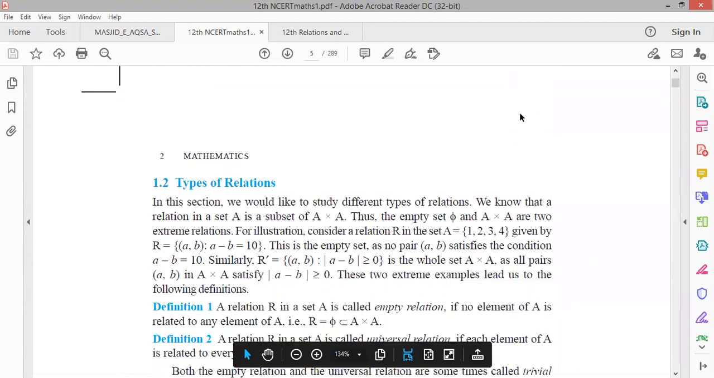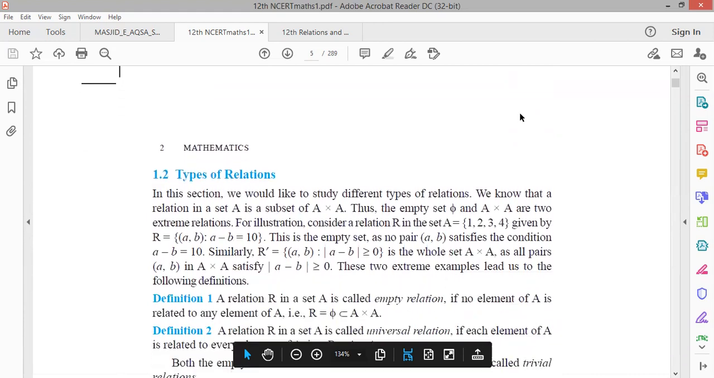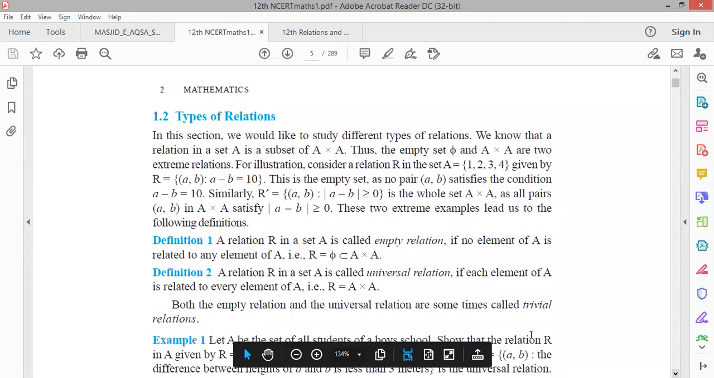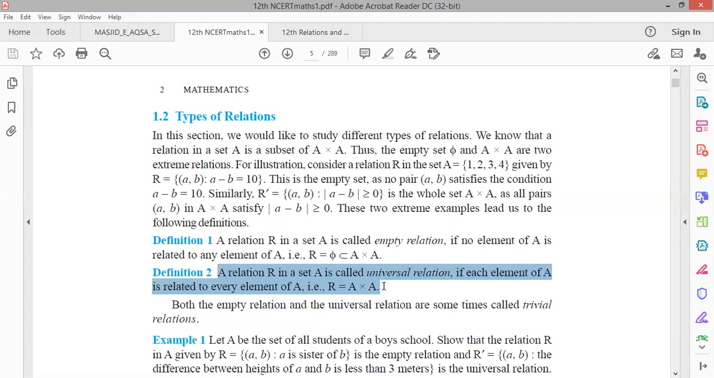So after that, in class 11th, we are now going to describe the types of relations. We have different types of relations. For example, the first type is called the empty relation. An empty relation simply means a relation that has no element. Next is the universal relation, a relation that has all the elements that are in the Cartesian product. So if we have set A and find the Cartesian product A cross A, then this whole set is called the universal relation.